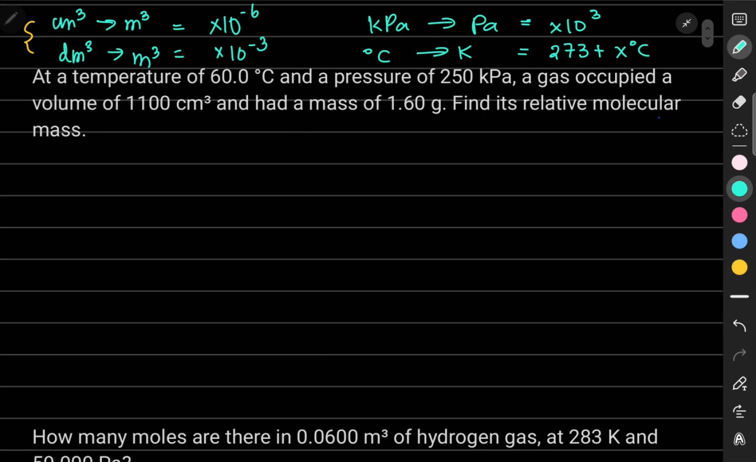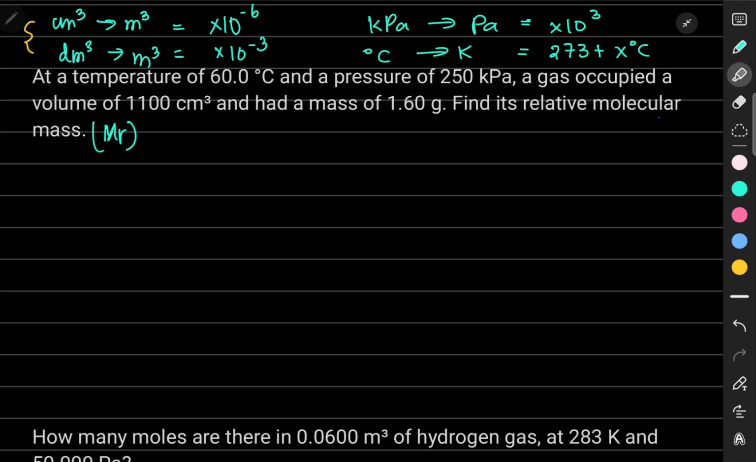Okay. Moving on to the first question. At a temperature of 60 degrees Celsius and a pressure of 250 kilopascals, a gas occupied a volume of 1100 centimeter cube and had a mass of 1.60 grams. Find its relative molecular mass. So we want Mr.